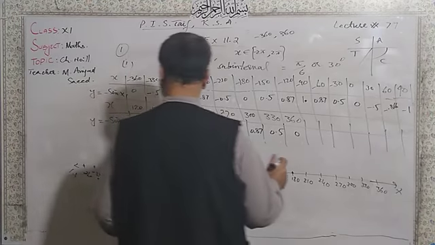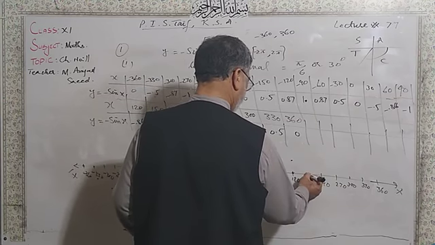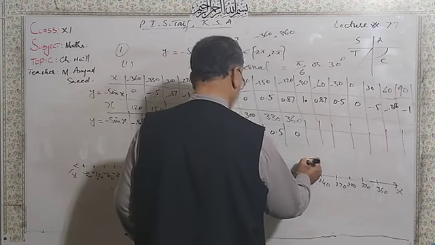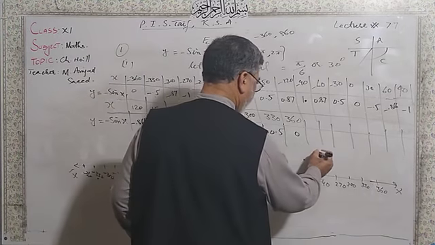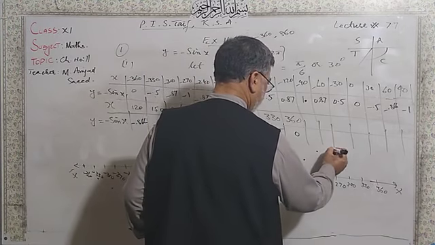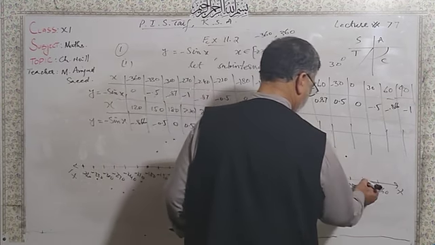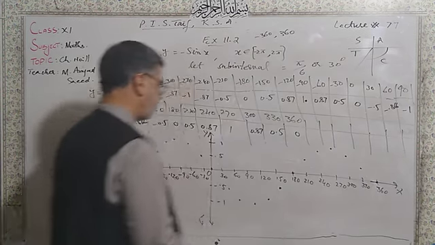210 is 0.5 positive. 240 is 0.9. 270 is 1. 300 is 0.9. 330 is 0.5, and 360 is 0.